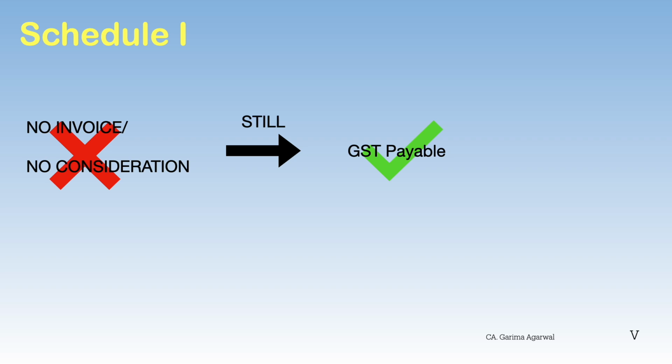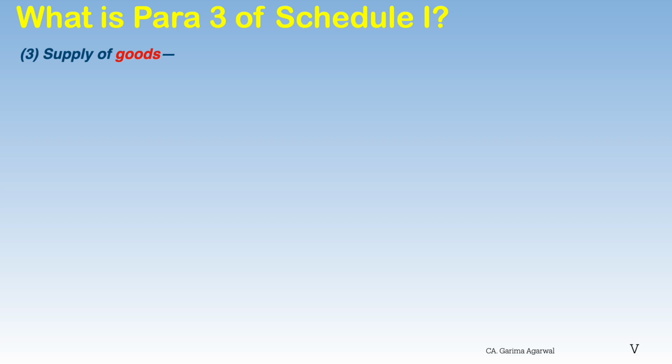Today we are discussing Para 3 of Schedule 1. In simple terms, it states that supply of goods by a principal to an agent or vice versa is a taxable supply even if no payment is exchanged, provided the agent undertakes to supply or receive these goods on behalf of the principal. Now let's understand what is Para 3 of Schedule 1.